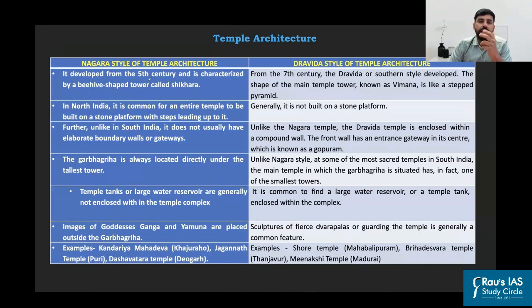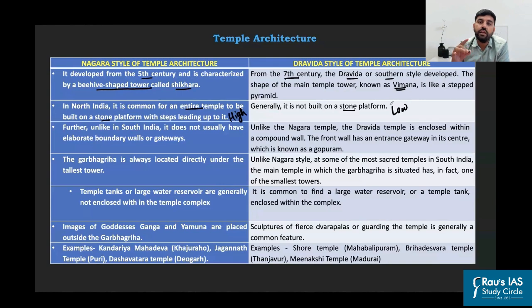Nagara style of temple, North India, started in the 5th century, right? It is a beehive shaped tower, which is called Shikhara. I've already told you the entire structure is known as Shikhara. Dravida, which is the southern style, started in the 7th century. Here the tower is known as Vimana, and the name is common for the entire temple. Then, it is built on a stone platform. Further, it basically means the plinth is high or low.